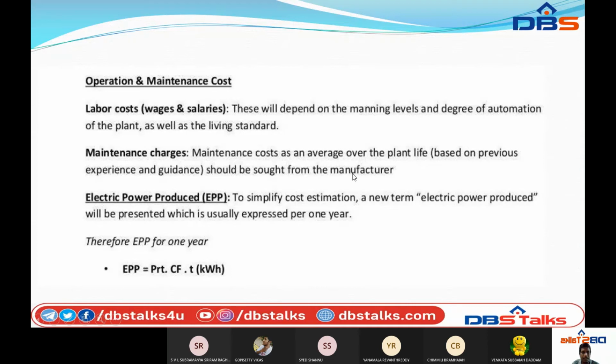It is sought from the manufacturer. Here we are taking the plants from one manufacturer and we are running that. So those are the maintenance charges. EPP, electric power produced. To simplify cost estimation, the new term EPP is produced and presented, which is usually expressed for 1 year. This is also the term based on estimated for 1 year. EPP can be calculated by capacity factor and plant running costs, etc. into time in kilowatt hour.